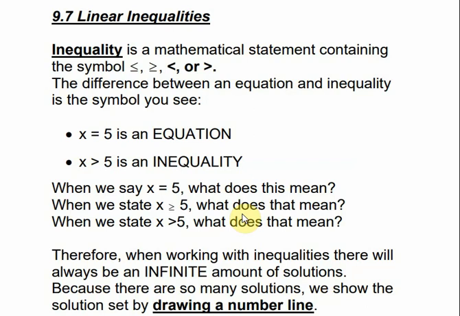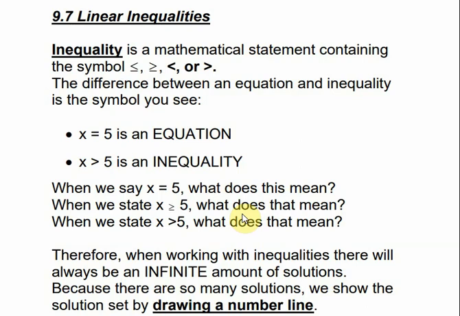It could be 6, it could be 1,000,000, it could be 100, it could be 5.5. Anything greater than 5 and 5. When we say that x is greater than 5, x can't equal 5, but it can be anything greater than 5. It doesn't have to be 6, it can be 5.1, but it could also be 1,000,000,000. Anything greater than 5. Therefore, when we work with inequalities, there will always be an infinite number of solutions.